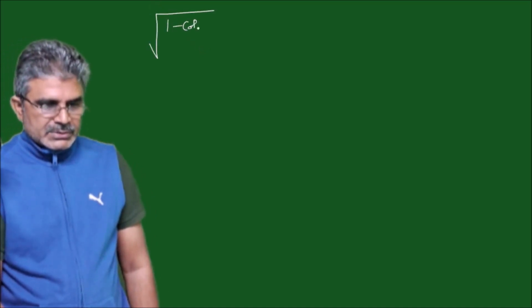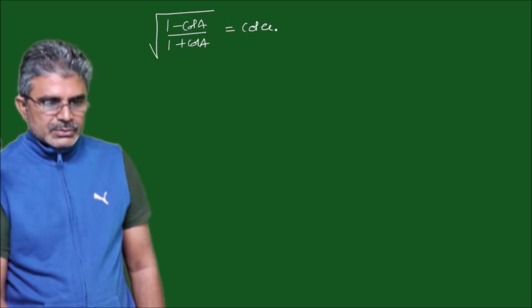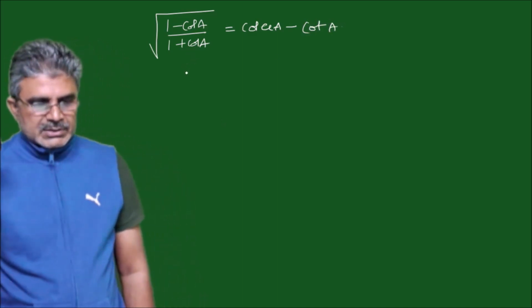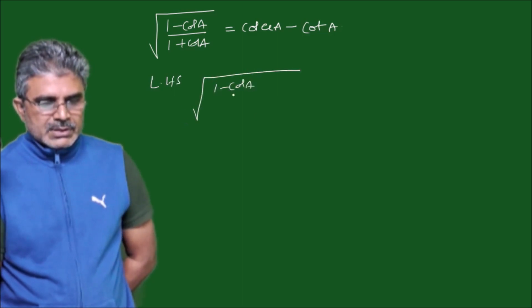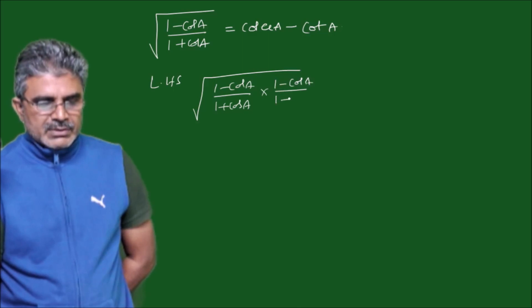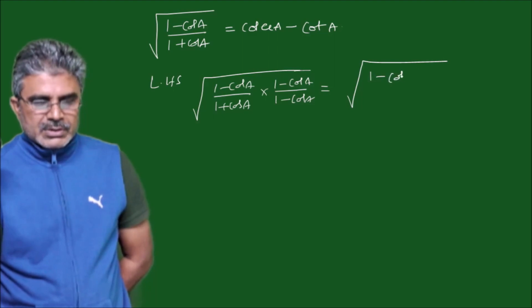Our next question is square root of 1 minus cos A divided by 1 plus cos A, which should be equated to cosecant A minus cot A. This problem we can do like the previous one. Take LHS, square root of 1 minus cos A divided by 1 plus cos A. I want to rationalize the denominator, so I will multiply by 1 minus cos A and divide by 1 minus cos A. So on the top you have 1 minus cos A whole square, and below you have 1 square minus cos square A.